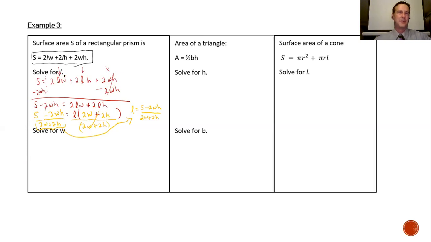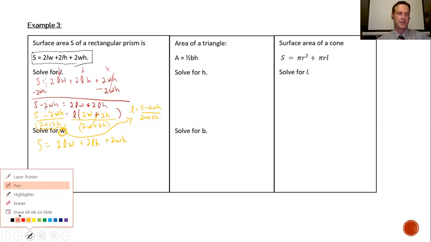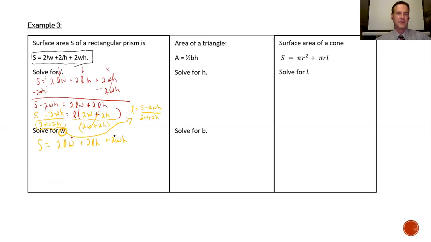I'm not going to do the second one because it's basically the same thing. Well, maybe I'll start off. I'll say S is equal to 2LW plus 2LH plus 2WH. And here's the idea. You got to solve for W now. So you're like, well, that's cool. I've got a couple W's here. I've got one right here. And I've got one right here.